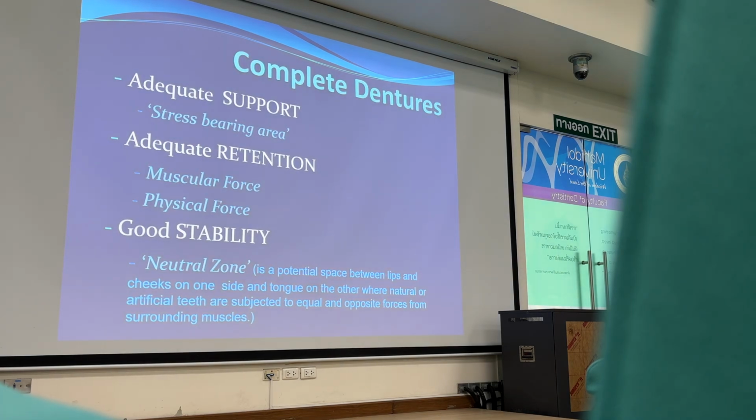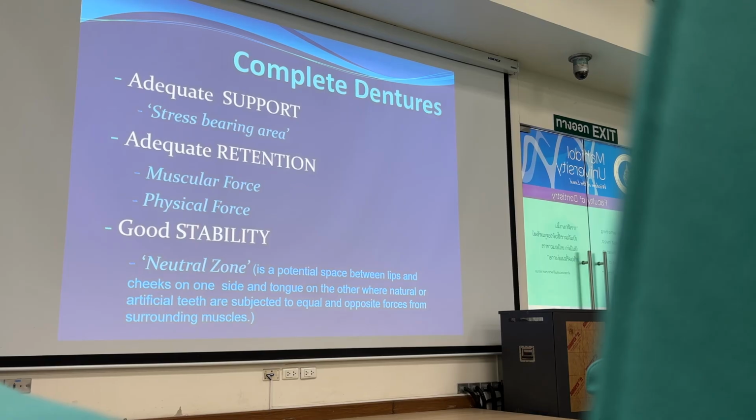The complete denture has basic principles: adequate support, retention, stability. Do you know? They make the complete denture a success for the treatment plan. So, adequate support, stress-bearing area. Remember this word, bearing area. In the next lecture you will learn what kinds of bearing area there are, what the primary and secondary bearing areas are. Okay, it's for the support.